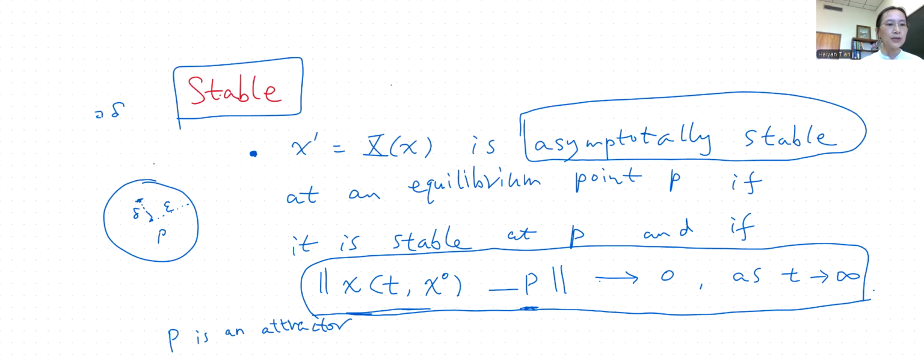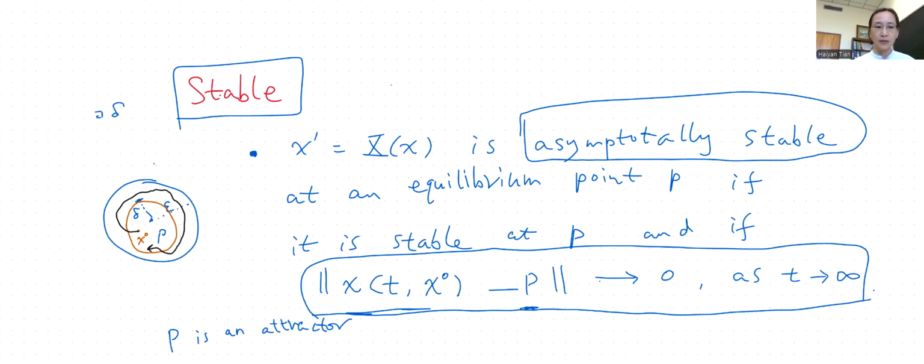So this delta. So as long as your initial value x naught is in the delta neighborhood of P, then the solution curve, let's draw a solution curve passing through this point, will be in the epsilon neighborhood of P. Right, so your solution curve can be something.